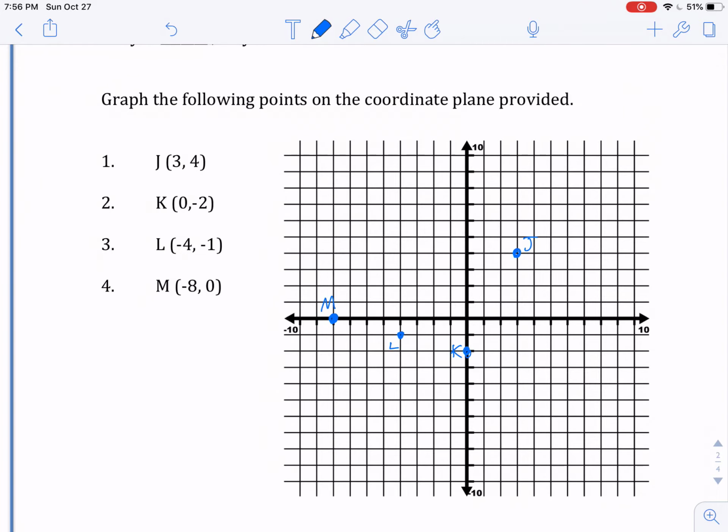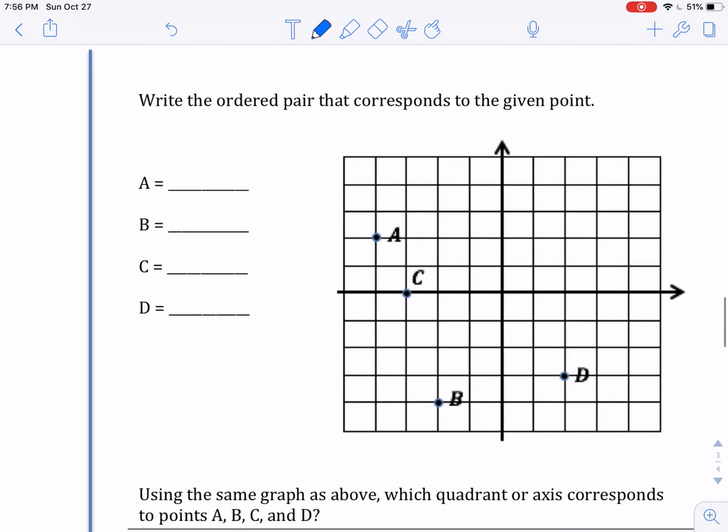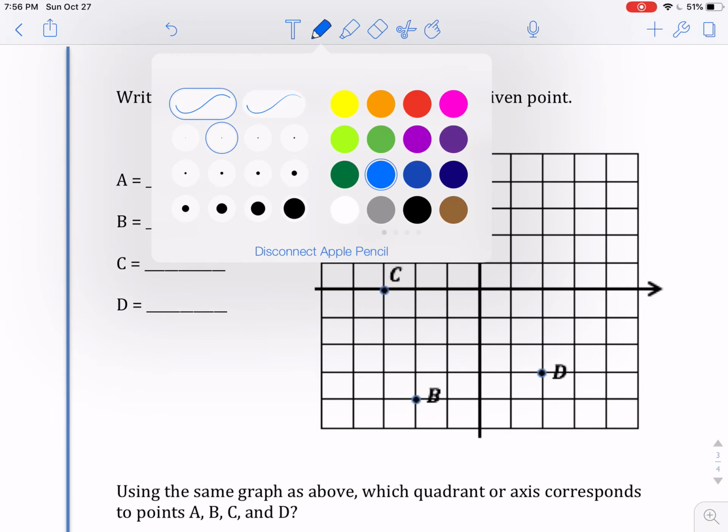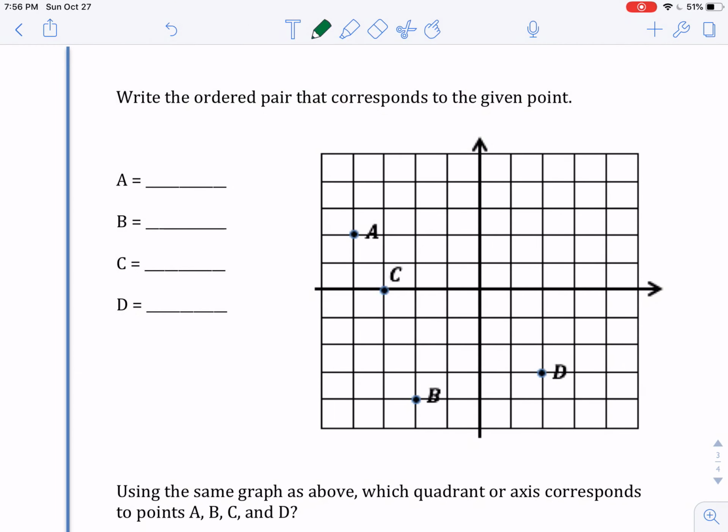Alrighty. Now on the next page, we're doing the opposite direction. What you're going to do for this is, they already graphed the points for you. You're going to write the ordered pair for those points. So if you think that D is like 5, negative 4, you would put 5, negative 4 right here. Okay, so why don't you guys go ahead and try to figure out what the coordinates are for these points.